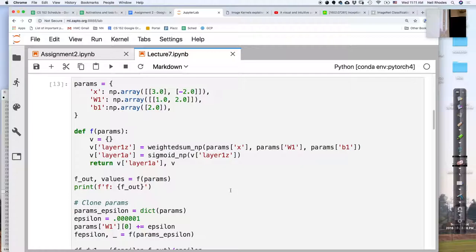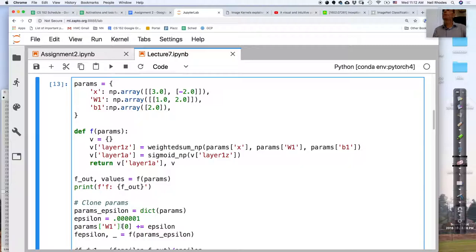Then in order to change the values, it'll be very simple, because we can just clone the dictionary and update the first element of W1. This is not right, so I will fix it and check in a fix. What is W1 at zero? What type of thing is it? W1 is a NumPy array. How many dimensions? Two, because we get two sets here. So W1 at zero is a one-dimensional array, and so this was actually adding epsilon to every element, which is not what we want.